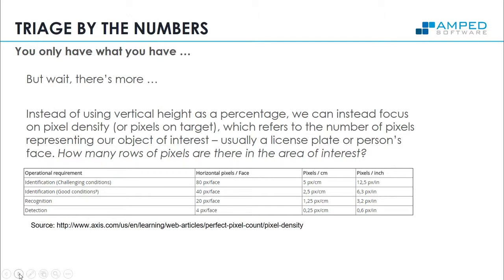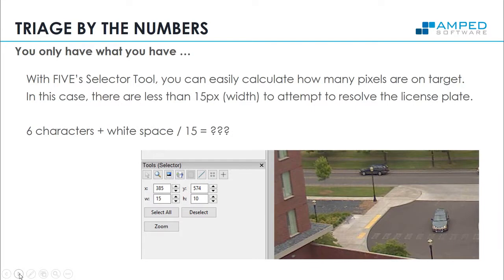to answer those questions. So within AMPED 5, we have the selector tool, right? It's in the tools panel. It works like a square, and it's very easy to use. I just click and hold and draw a box around the target. So here it's telling me that I have 15 rows of pixels in that very generously drawn box around the front area where the license plate would be in this car.